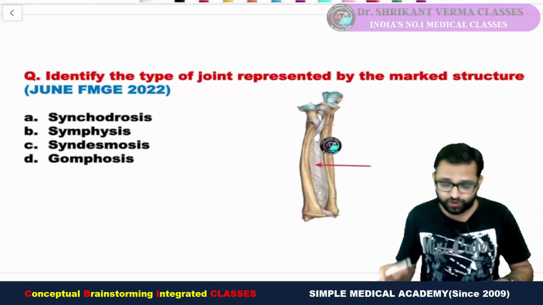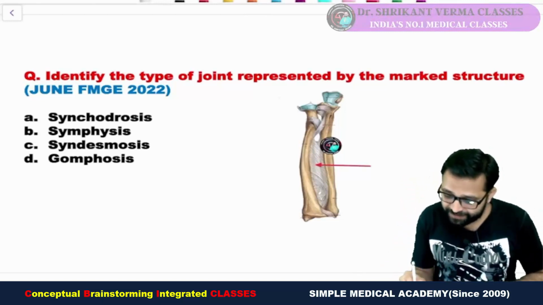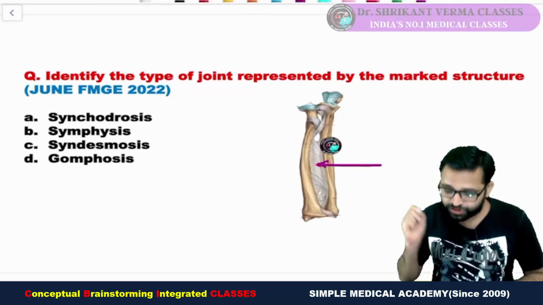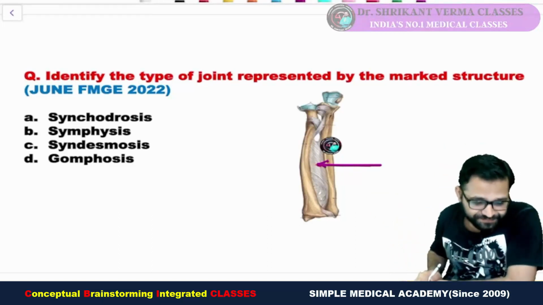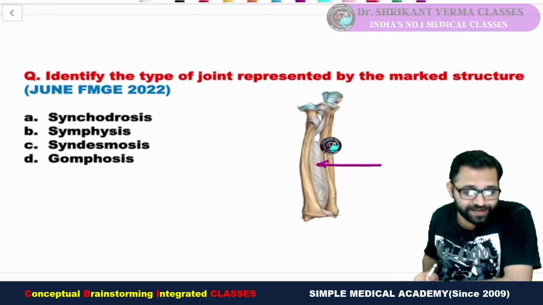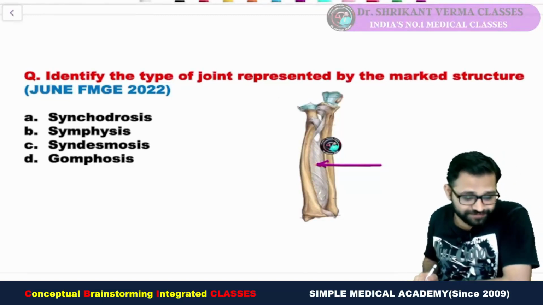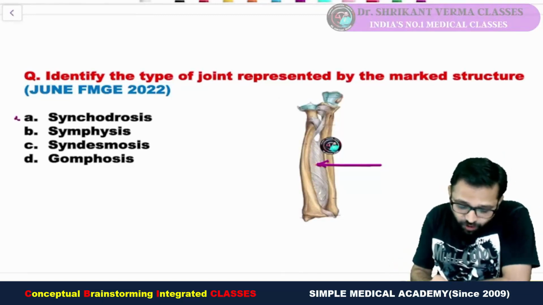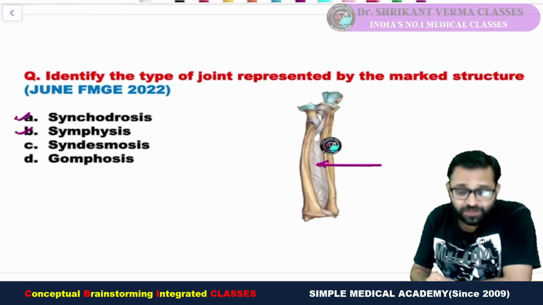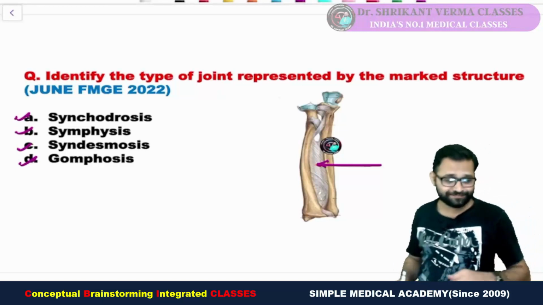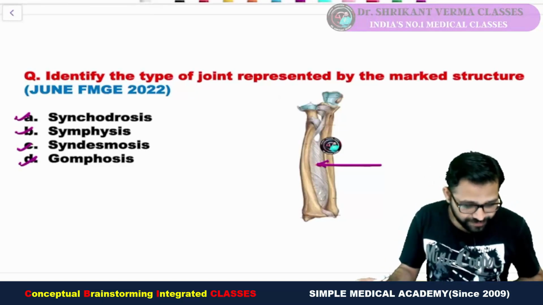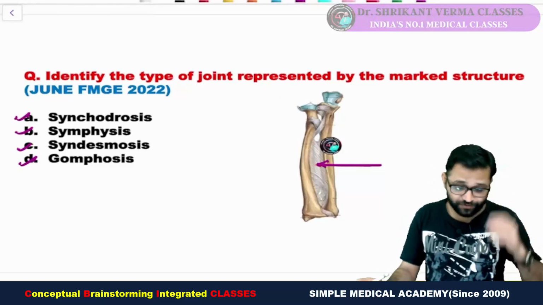Identify the type of the joint represented by the marked structure. So this question had been asked. So can you tell me the answer? Yes. So tell me what is your answer. I'm looking at the chat box. Option A is synchondrosis, option B is symphysis, option C is syndesmosis, and option D is gomphosis. What is your answer? So yes, fine, very good.